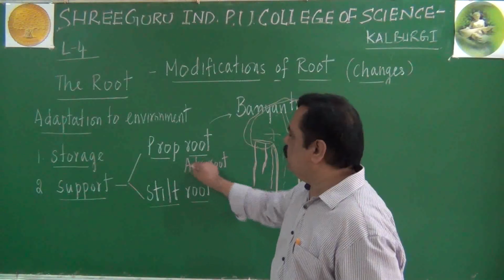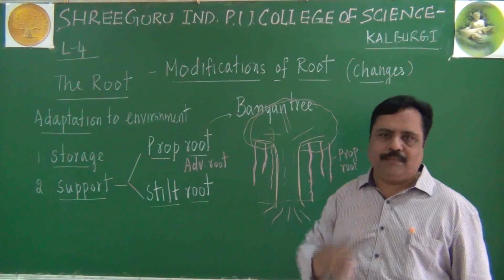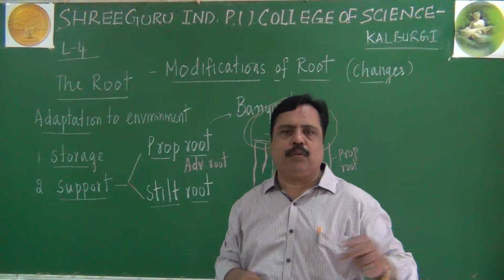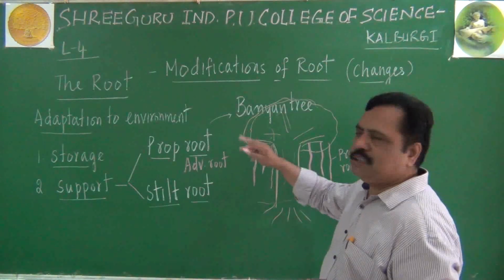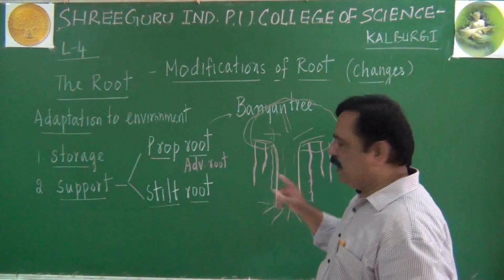Why are they called adventitious root? Because they do not arise from the radicle. If they arise from the radicle, you can call them either a taproot or a fibrous root. They arise from the stem or branches actually. From the nodes they arise, they will go here.